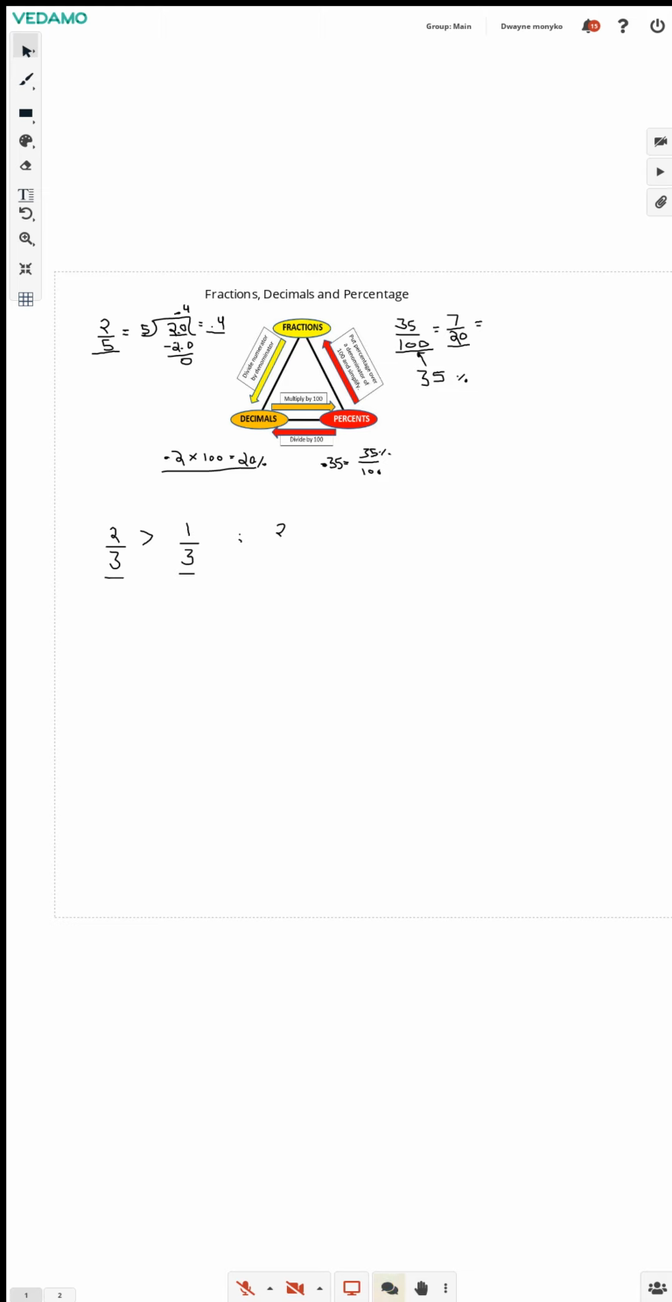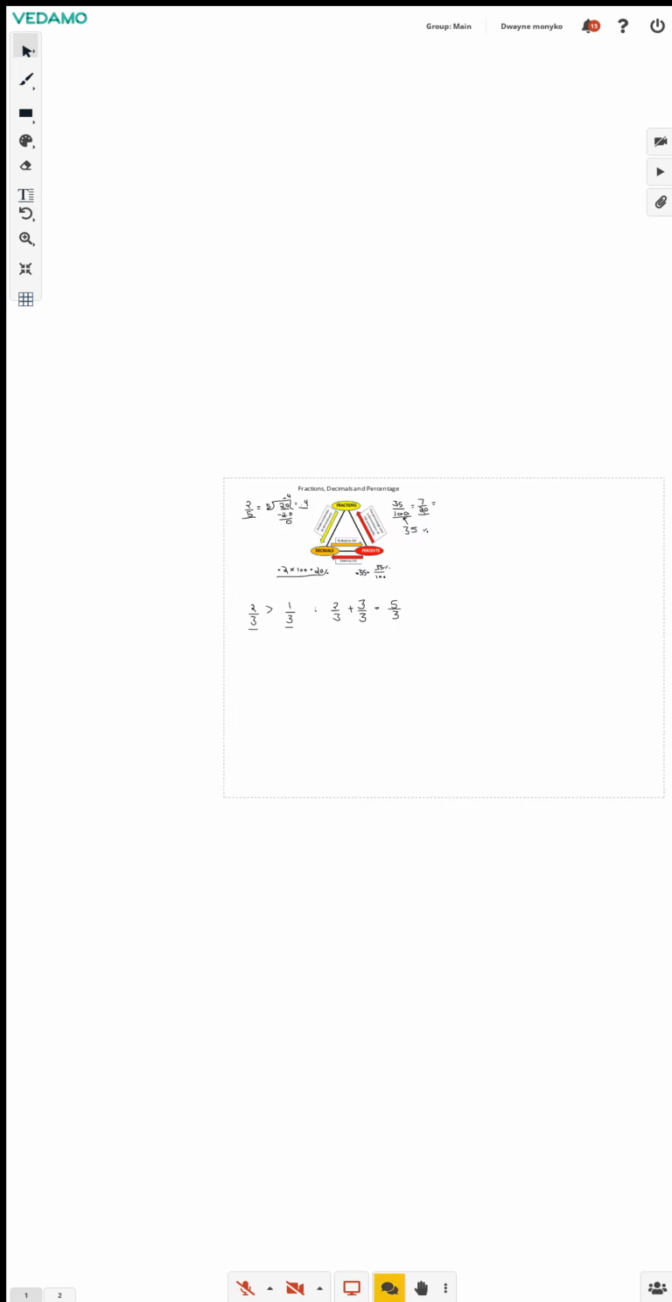So 2 over 3 plus 3 over 3, because the denominators are same, we simply write the denominator and add the numerators, and the sum will be equal to 5 over 3.